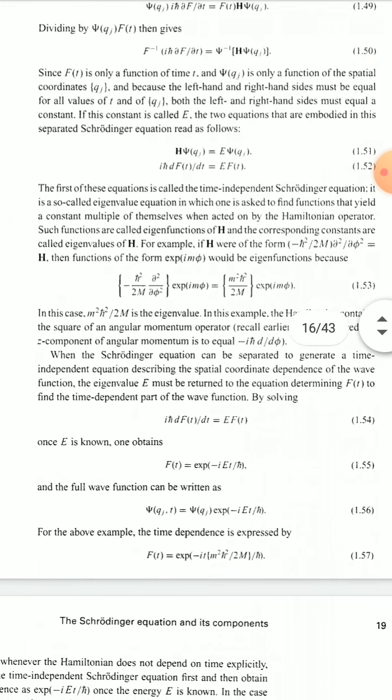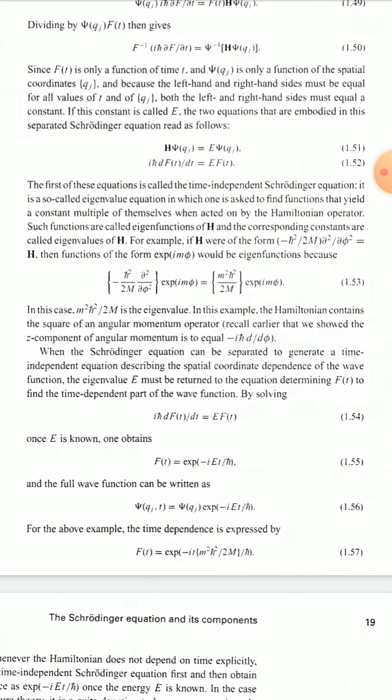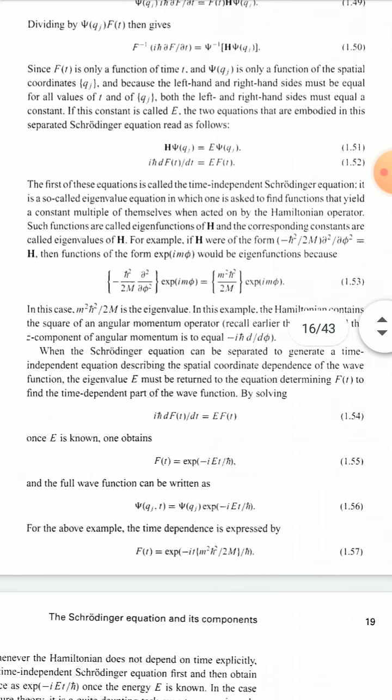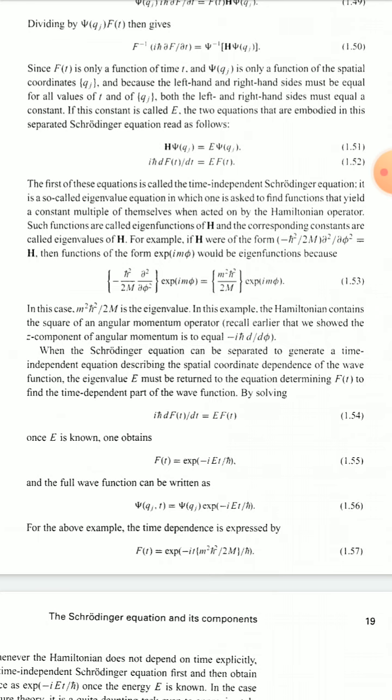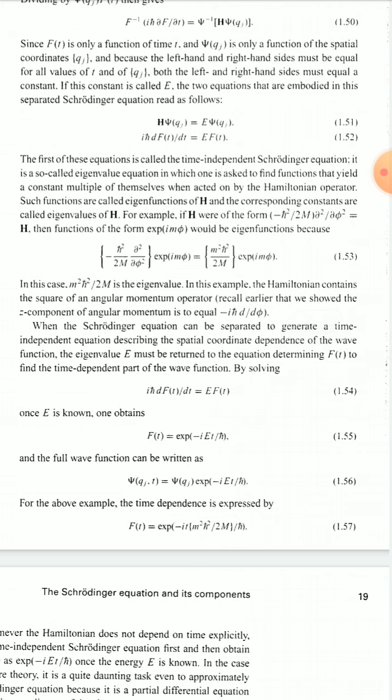Since f(t) is only a function of time t and psi(qj) is only a function of the spatial coordinates, and because the left hand and right hand sides must be equal for all values of t and of qj, both the left and right hand sides must equal a constant. This constant is called E. The two equations that are embodied in this separated Schrodinger equation read as follows.